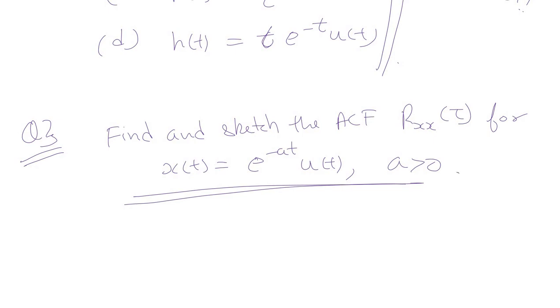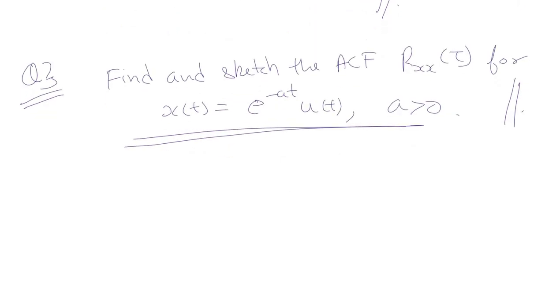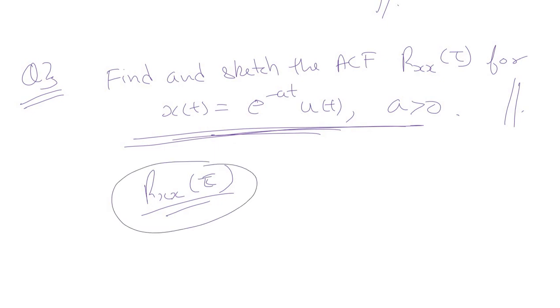Try to attempt this question as well, because you just have to substitute this x of t into the expression of the autocorrelation function, which is R x of tau, and then for different values of tau, that is for tau greater than 0 and tau less than 0, try to analyze the final expression of R x of tau and try to plot it. If you have any doubts, we will take up in the next doubt session.